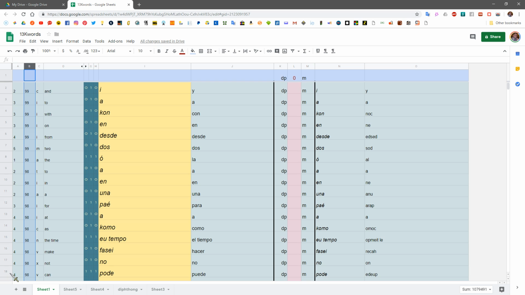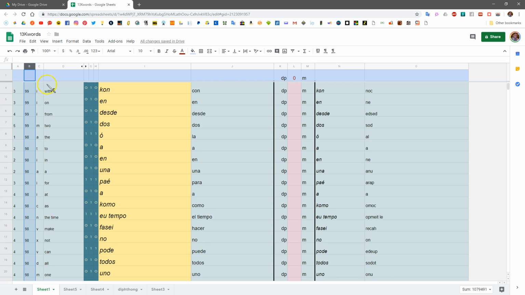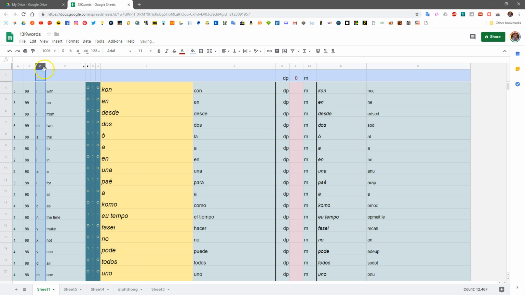And what is it? The second column here is part of speech. Well, this one shows me here. The second column here is part of speech. That's what I can determine here.